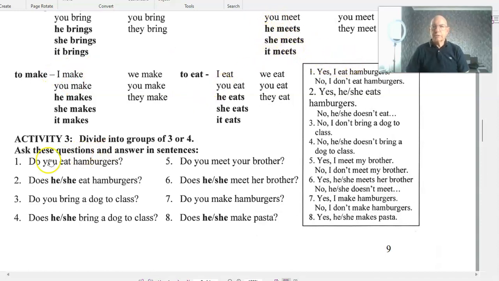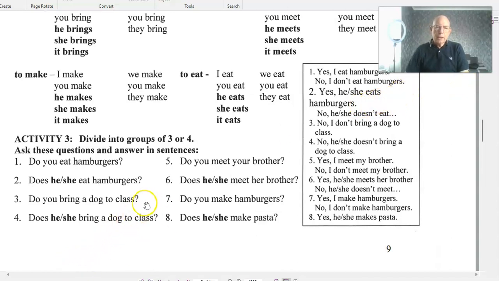So you have some questions, and in the box you have the answers to them. So, do you eat hamburgers? And again, these suggest we might break into groups to ask and answer these questions. The answer in the box is yes, I eat hamburgers. Does he or she eat hamburgers? And the response is yes, he or she eats hamburgers.